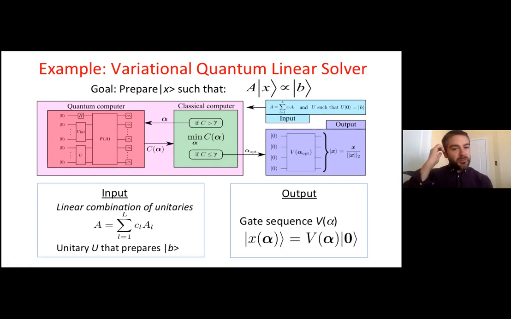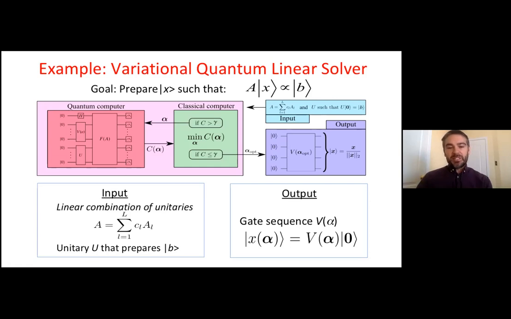In this particular algorithm, we assume that the matrix A is given to us in a certain form so that we can actually implement A on a quantum computer. And for that, we had to assume that A is given to us as a linear combination of unitaries. If A is given to us in that form, then we can actually implement A effectively on a quantum computer. And then we also assume that we're given the unitary U that prepares the state b.